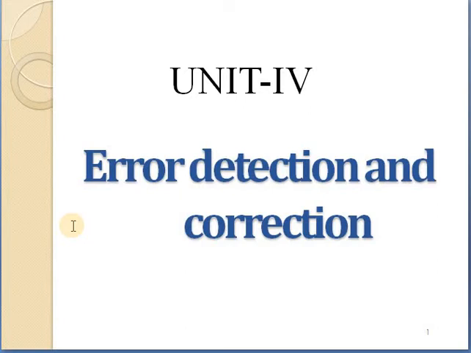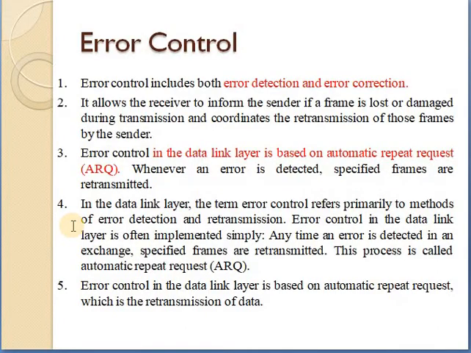In this lecture, first of all, we will discuss error control. What is meant by error control? Error control includes both error detection and error correction. The meaning of error control is how errors can be detected and corrected, and it includes both error detection and correction.